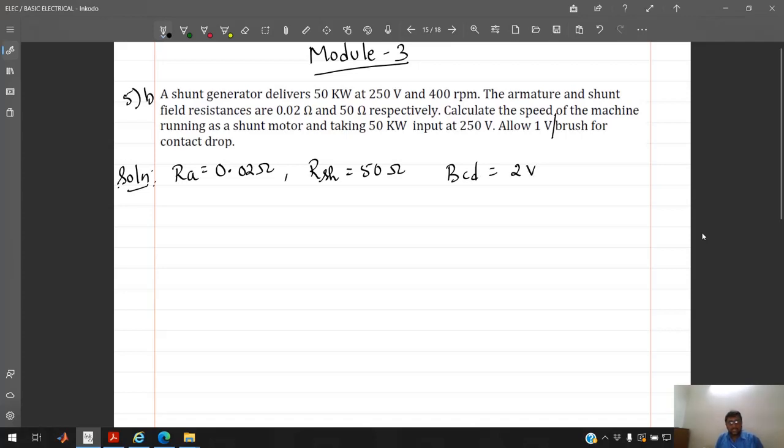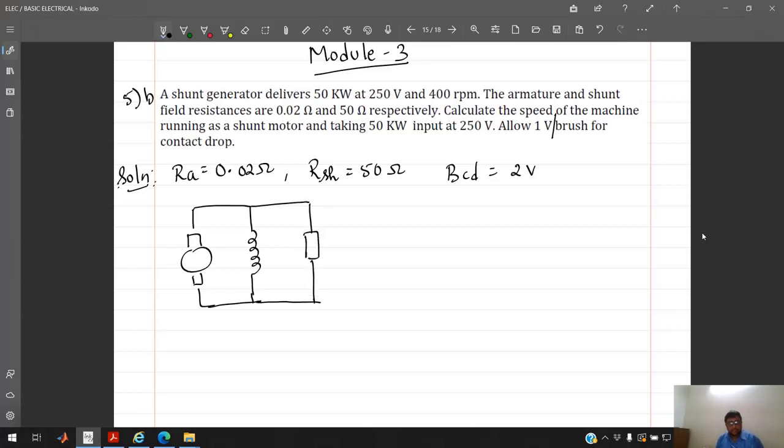The moment they give a shunt generator, it is always better to draw the electrical equivalent diagram of a DC shunt generator. You can get an idea of all the formulas over here. So you have a shunt generator which is delivering to the load. The armature current IA will flow out of the generator.